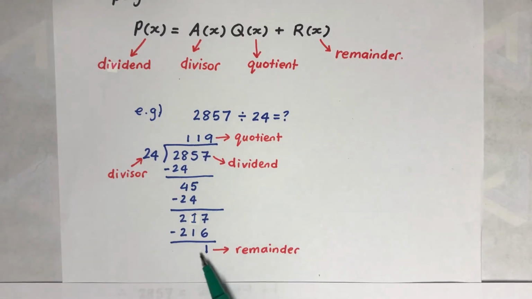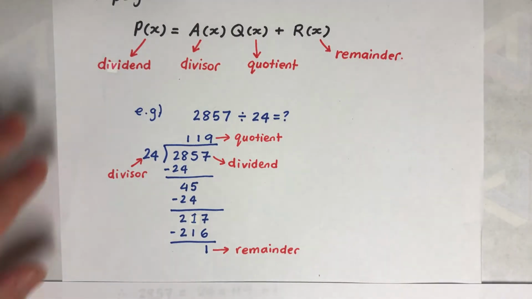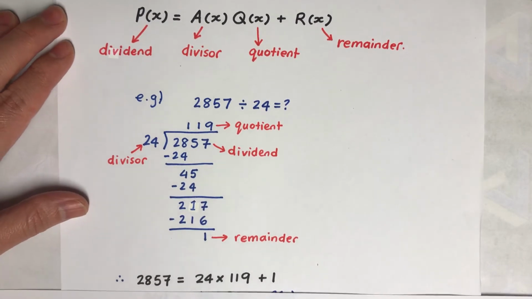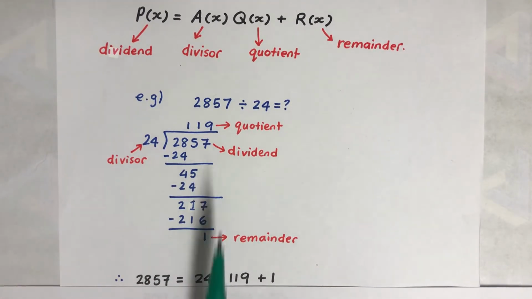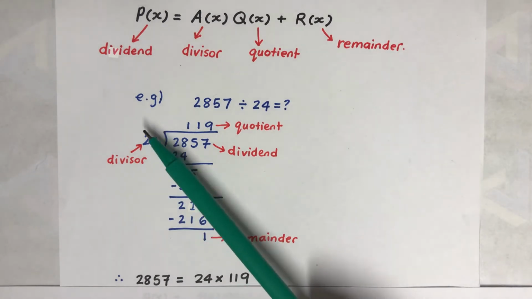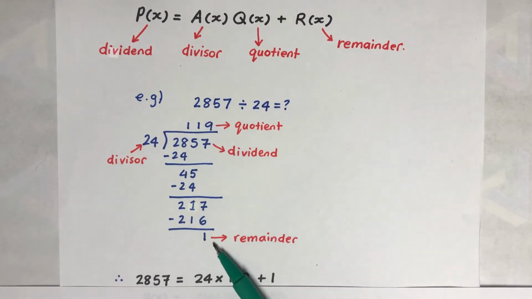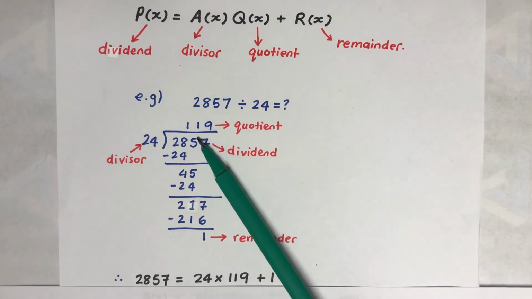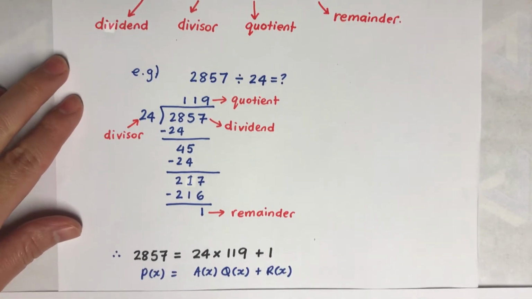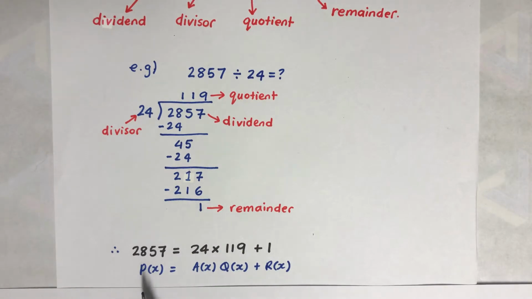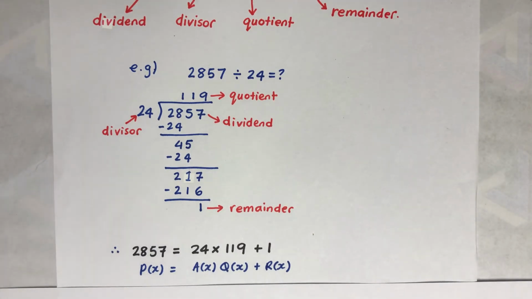And then whatever is left over is the remainder. So what does that really mean? For example, if you want to get 2,857, all you have to do is divisor times the quotient, plus the remainder, and then you will get the dividend. So it will be like this: p of x is the dividend, a of x is the divisor, q of x is the quotient, and r of x is the remainder. Okay, so understand that, and then we're going to do the first question.